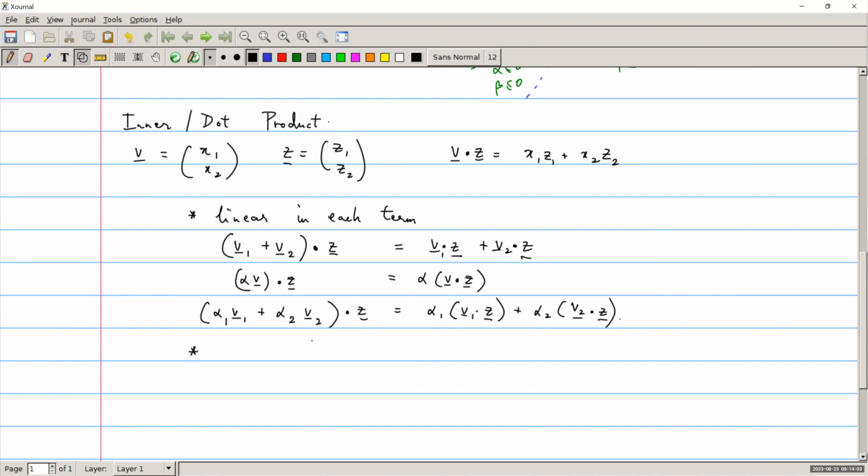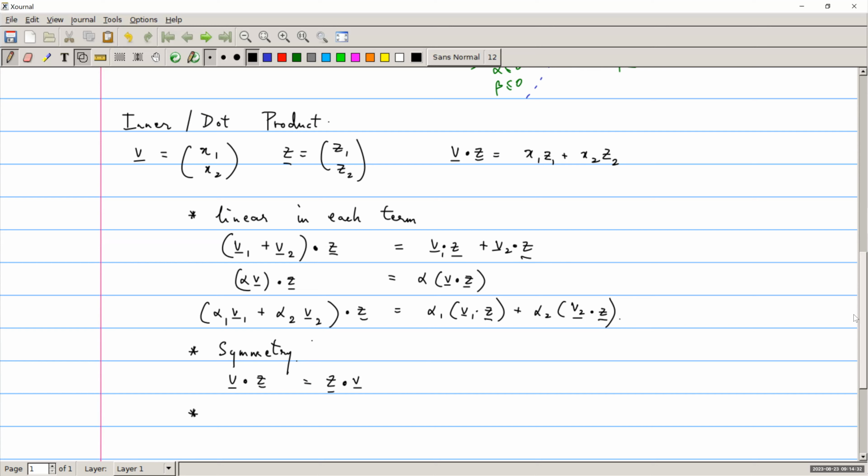So because we are dealing with real numbers, there is also this symmetry. This is different when you look at complex numbers. You want conjugate symmetry in complex numbers, but since we are doing real numbers, we just have symmetry. Symmetry means if you have v dot z, it is the same as z dot v.